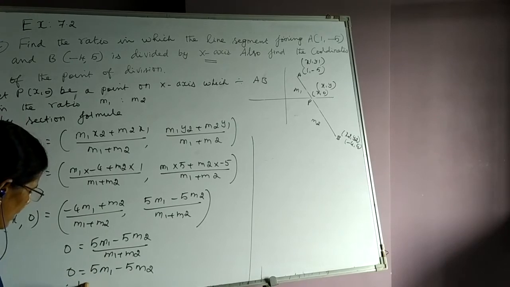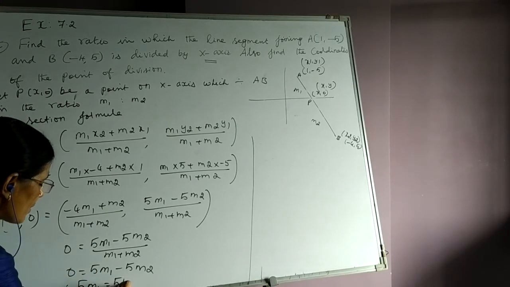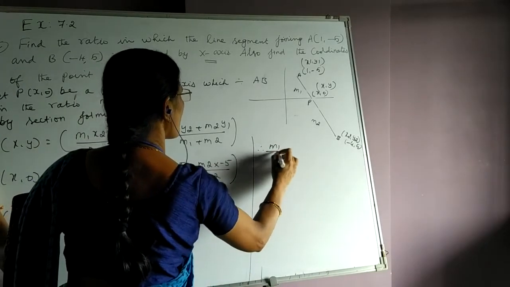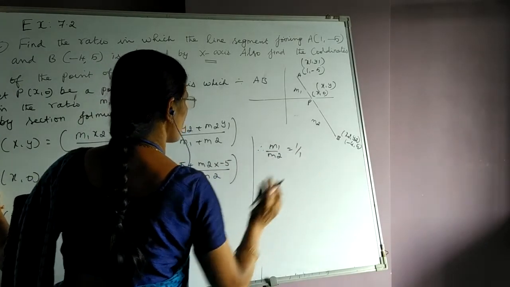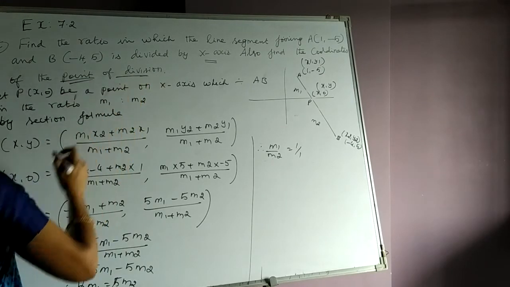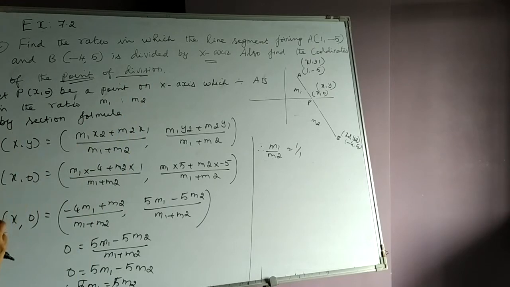Therefore, we will get 5 m1 is equal to 5 m2. Therefore, m1 upon m2 is equal to 1 upon 1. 5 gets cancelled, we get 1 upon 1. So, we got the ratio 1:1. Now, we are asked to find out the point of division. What is the point of division? P is the point of division.